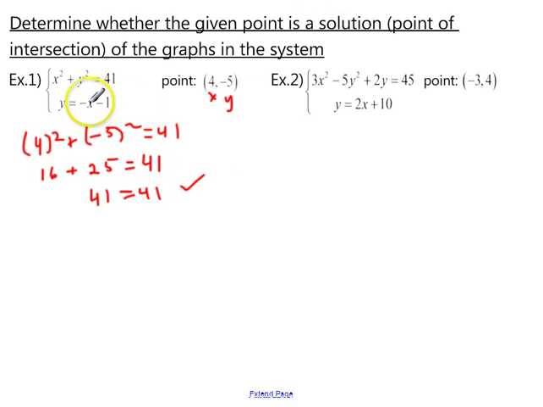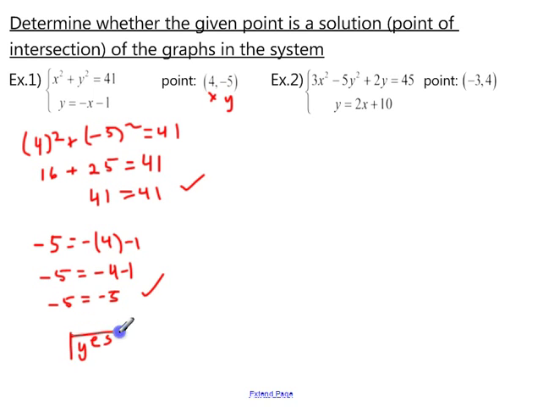Now we do need to double check for the second one as well. So we'll do that also. For the y coordinate, we substitute negative 5, and the x coordinate is 4, minus 1. So we have negative 5 is equal to negative times 4, which is negative 4, minus 1. Negative 5 equals negative 5. So this works as well. So the answer to this question is yes. This point is a solution of the system that we have.